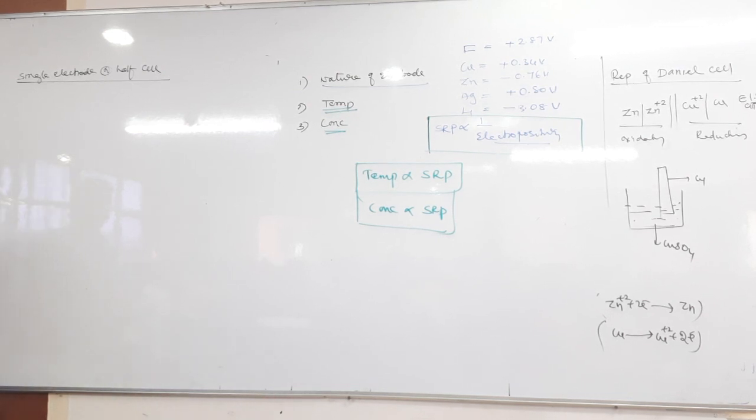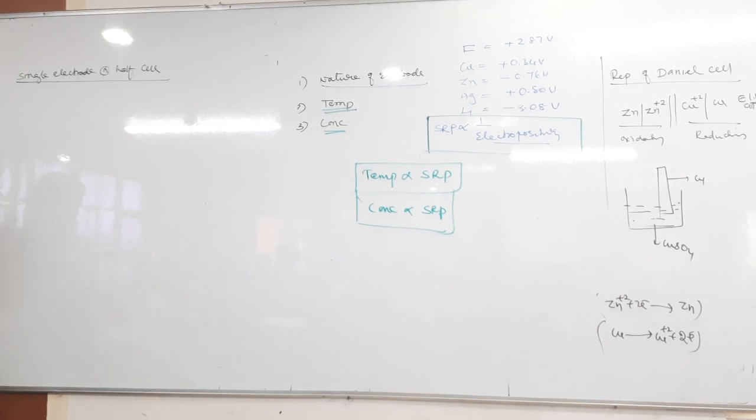Single electrode or half cell. So what is a single electrode and what is a half cell? Now we have studied the Daniell cell. The Daniell cell consists of how many half cells? Two half cells. What are those? Oxidation half cell and reduction half cell. Then what is the single electrode half cell?